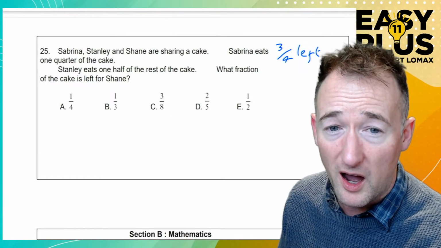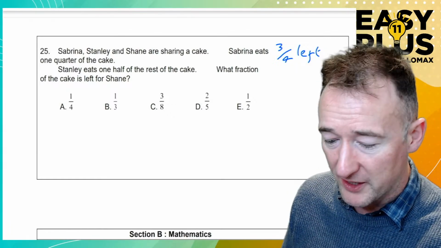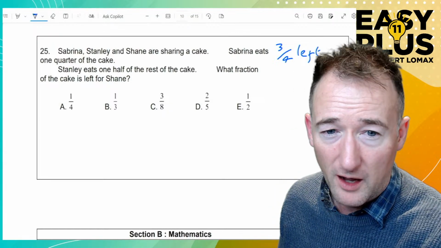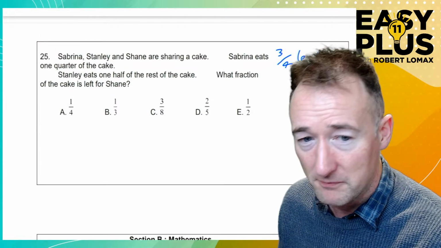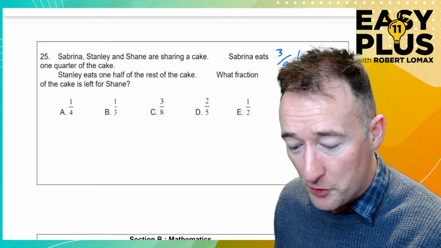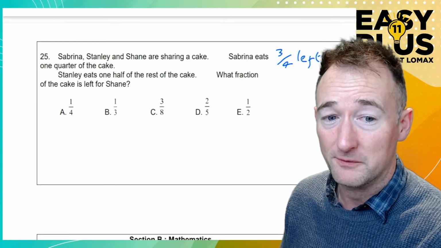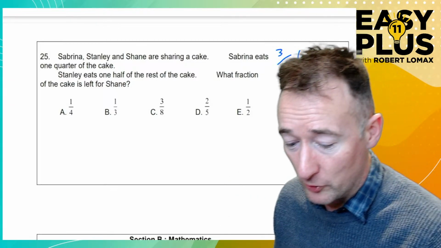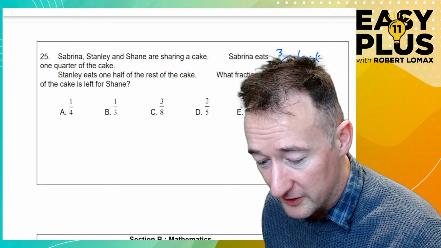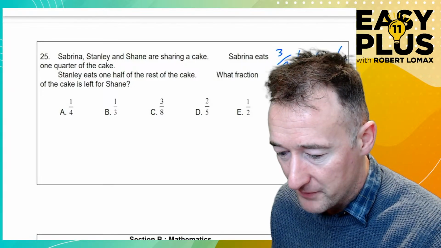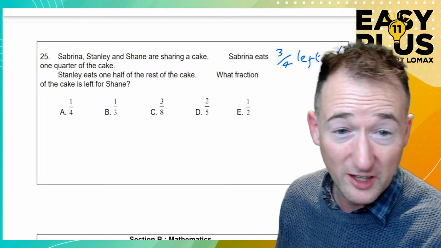Stanley eats 1/2 of the rest of the cake. Okay, hang on. What's left is 3/4, but I've got to half that. Halving 3 is going to leave a mess, not just of cake, but also of maths. But 3/4, here's the cunning bit. 3/4 is the same as 6/8. I've doubled them both, which means I know I'll be able to half it. So 3/4 left, which is 6/8. 1/2 of the rest, that's going to be 3/8.